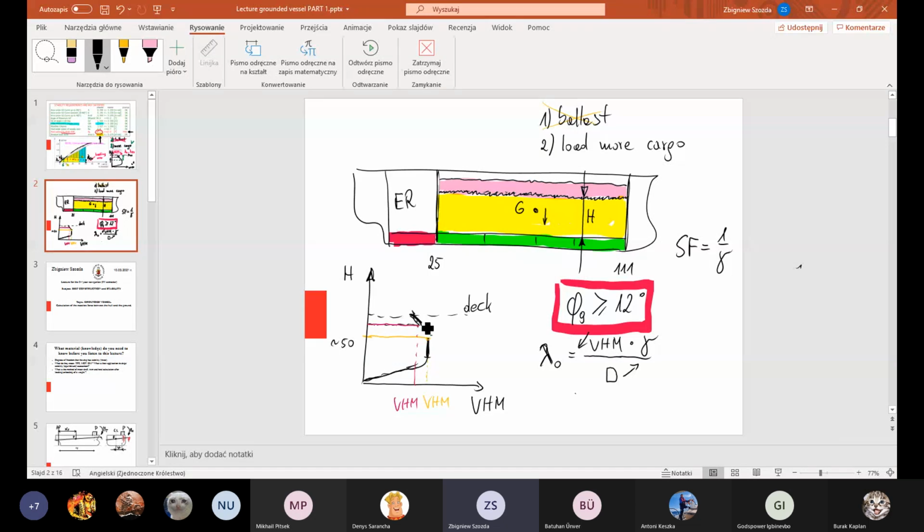What is the shape of this function? In general, the volumetric healing moment decreases if you load more cargo in this range. So it goes down. Gamma is a constant value, the specific weight is still the same, and displacement goes up. So lambda O goes down rapidly.